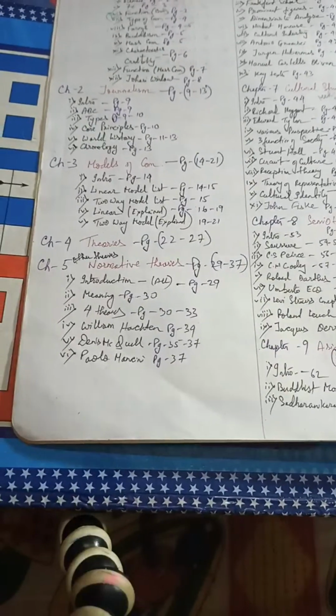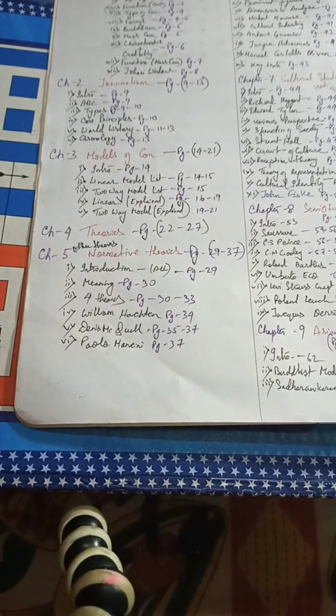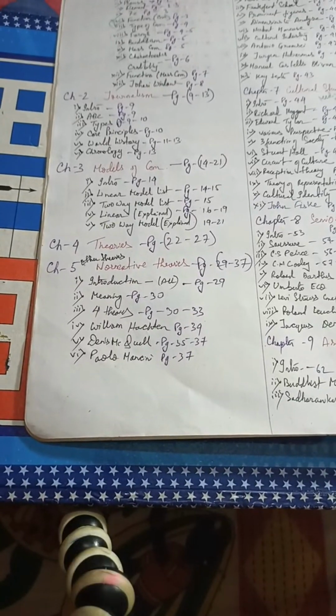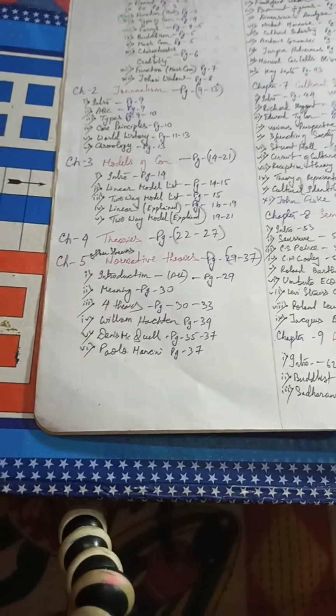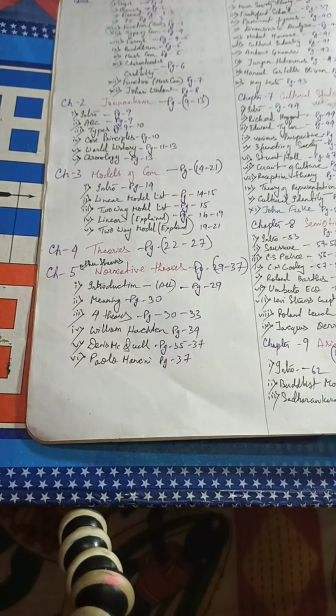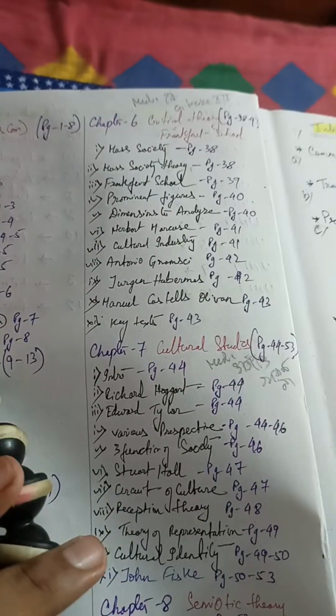After completing models, in chapter 4, we will be discussing theories. Then we will be talking in detail about normative theory. Normative theory can be divided into the introduction, the meaning of normative theory, and the 4 theories of the press. Then we will have a brief introduction to William Hitchens, Dennis McQuail, and Paolo Mancini. After completing this part, we will have a brief discussion on the 6th chapter, that is, critical theory, where we will discuss the Frankfurt School.